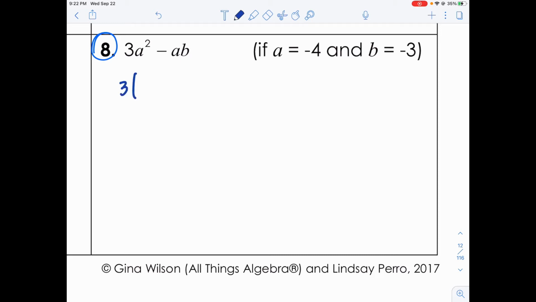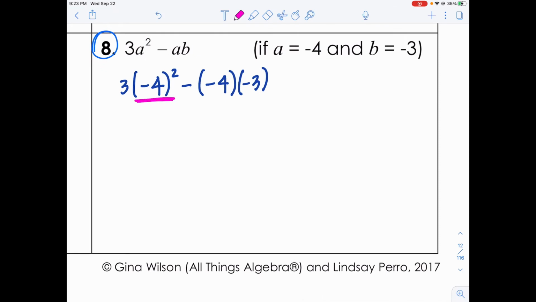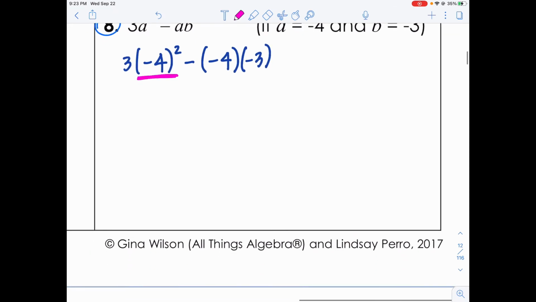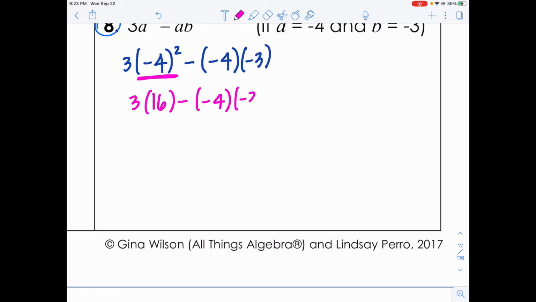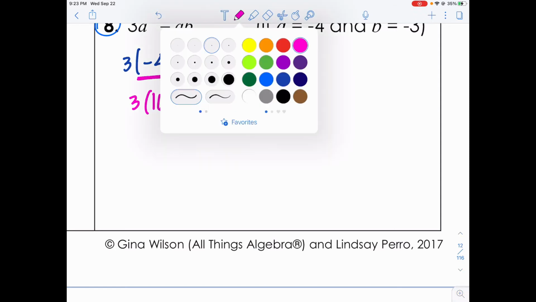This is 3 times, I am plugging in a negative 4 for a, so a negative 4 squared, minus a, which is a negative 4, times b, which is a negative 3. Order of operations tells me to do my exponents first, so I'm just doing negative 4 squared first. Negative 4 squared is negative 4 times negative 4, which is a positive 16, bringing down everything I haven't used yet. And it is important to make sure you're showing all of your work.